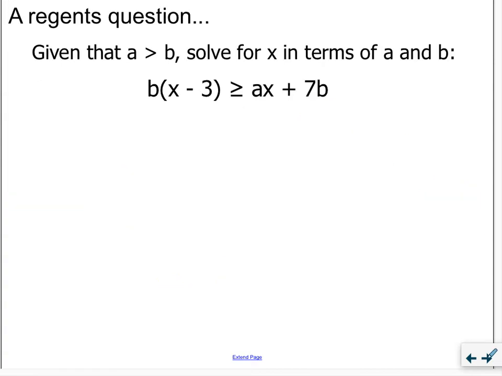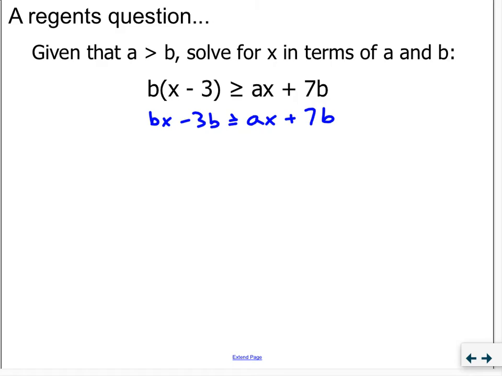Let's keep going. Check out this Regents question. Given that a is greater than b, let's solve for x in terms of a and b. So let's proceed like before. We're going to do our distributive property. So we get bx minus 3b, greater than or equal to ax plus 7b. This looks like what we did before.